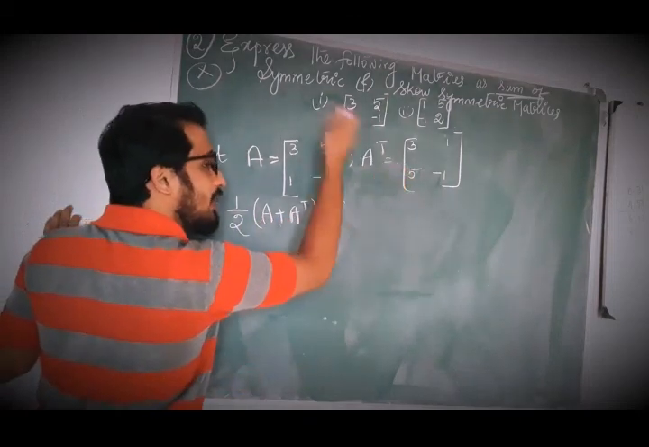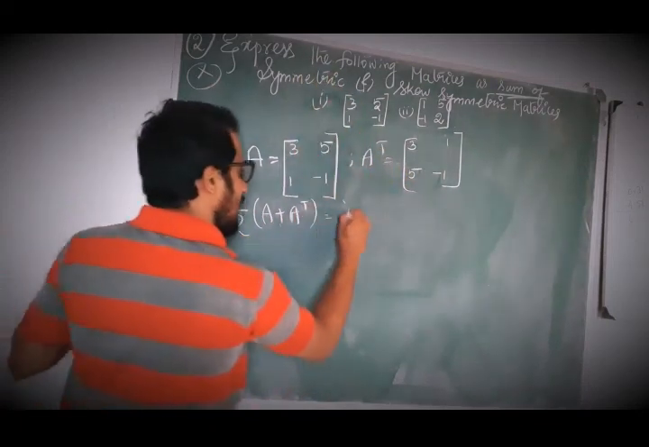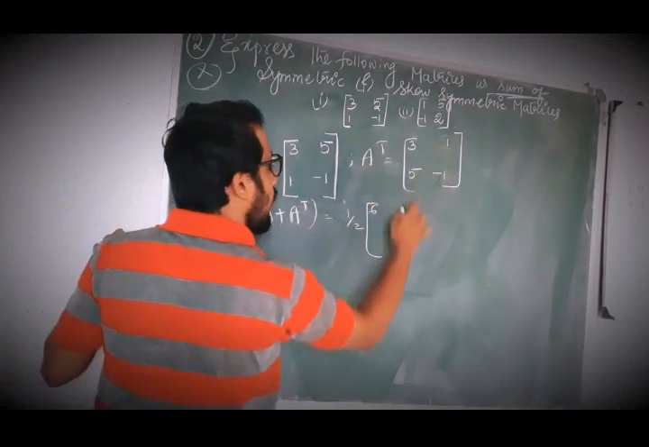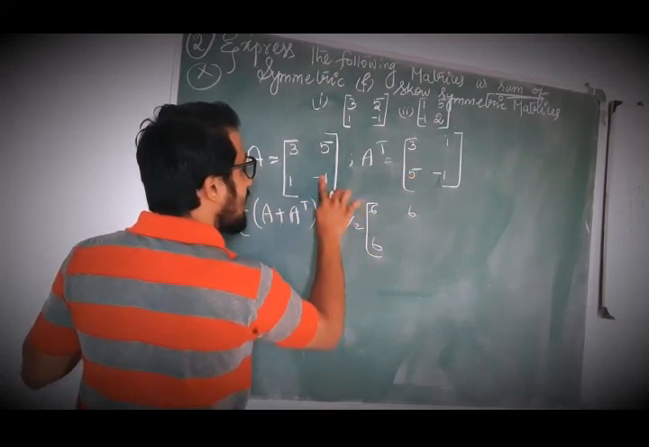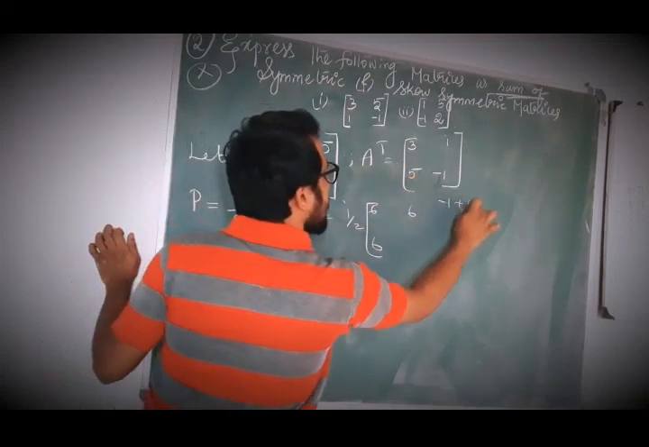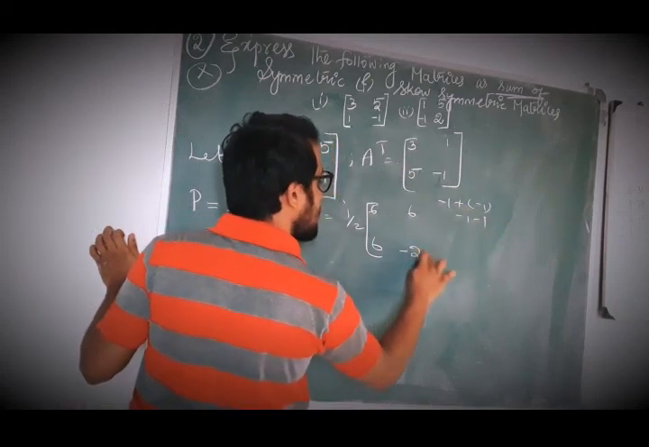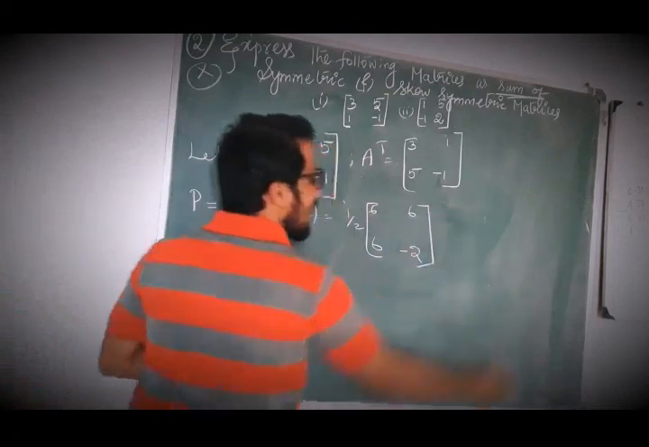Addition is possible only when the order of the matrices is the same. So 3 plus 3, what is that? Half into 3 plus 3, 6. 5 plus 1, 6. 1 plus 5, 6. Minus 1 plus minus 1, that means minus 1 minus 1. Yes or no? Minus 1 minus 1 is minus 2. This is nothing but half into A plus A transpose.